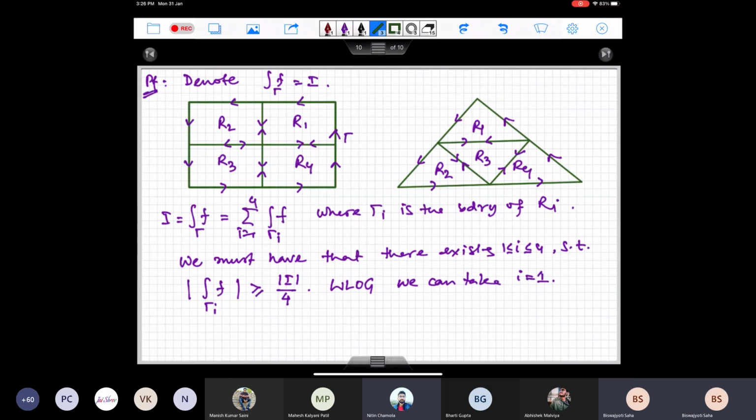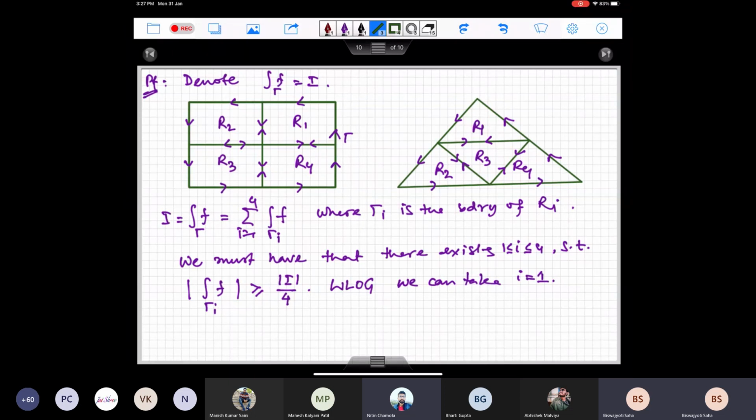Here, by doing this, I am going to construct a nested sequence of rectangles, or a nested sequence of triangles. And the length of the rectangles, or the circumference, is getting smaller and smaller, and also the diameter is getting smaller and smaller.